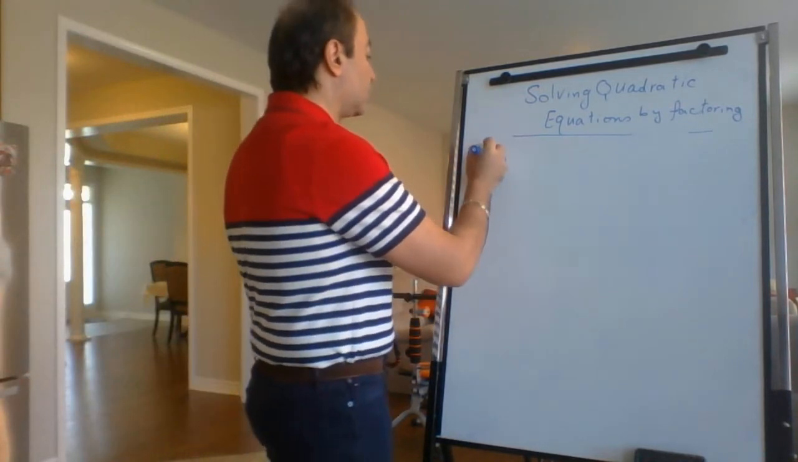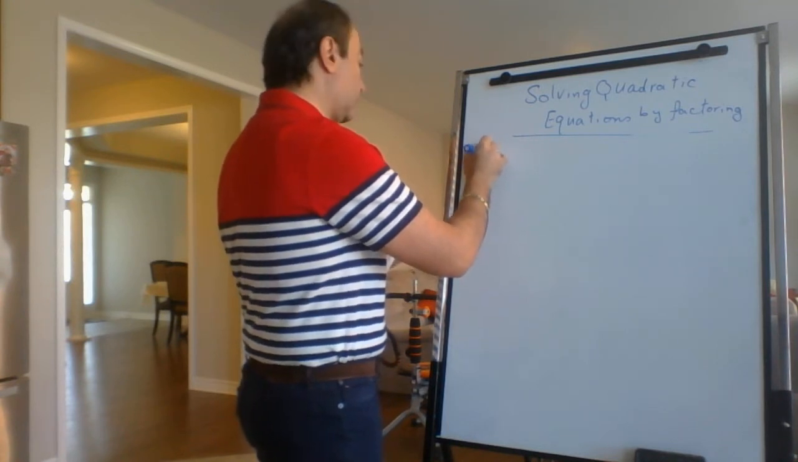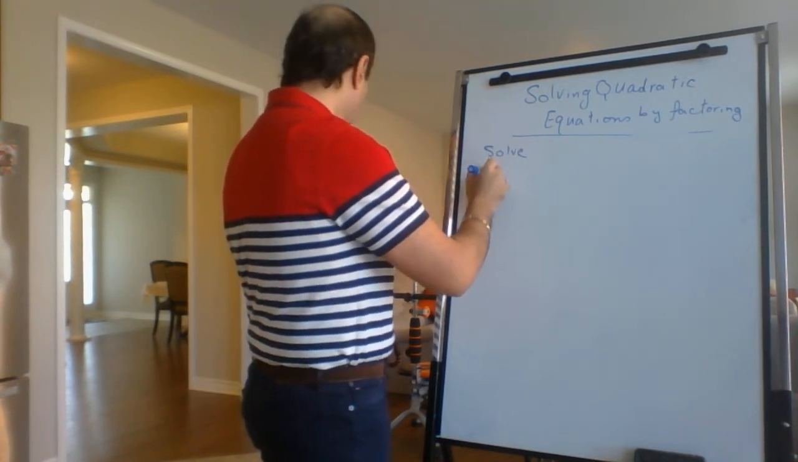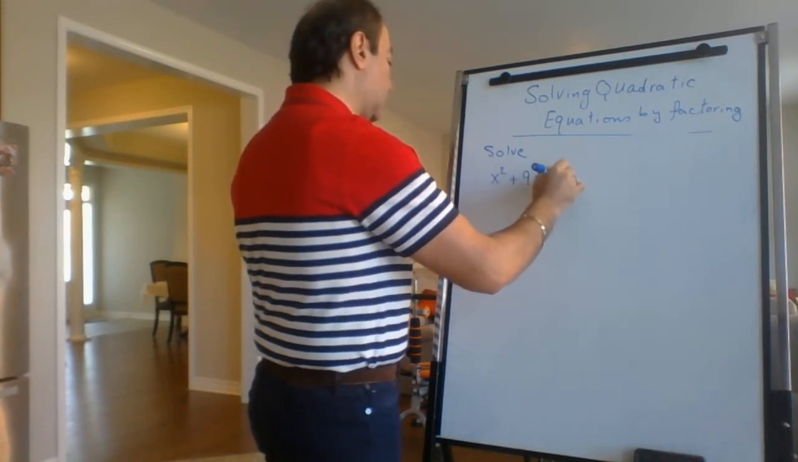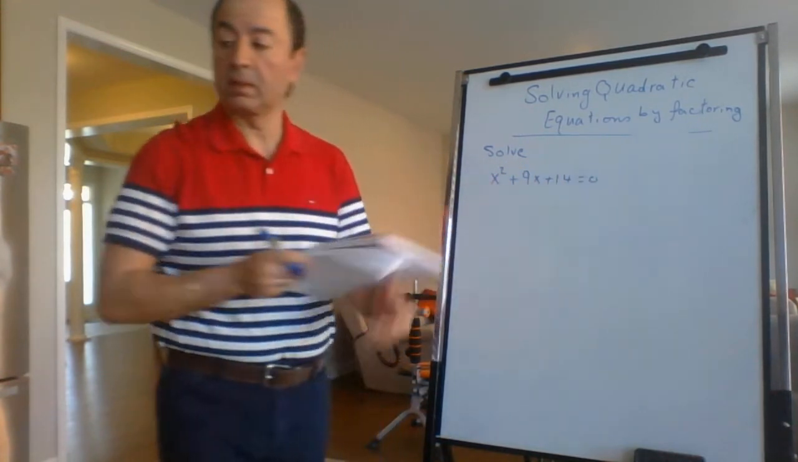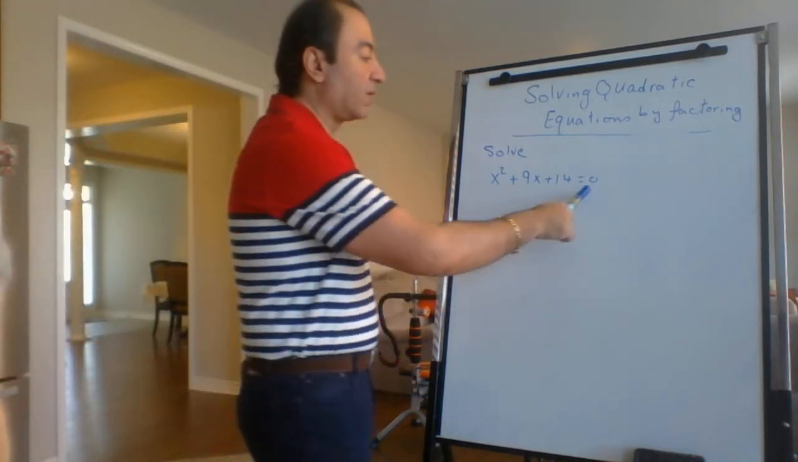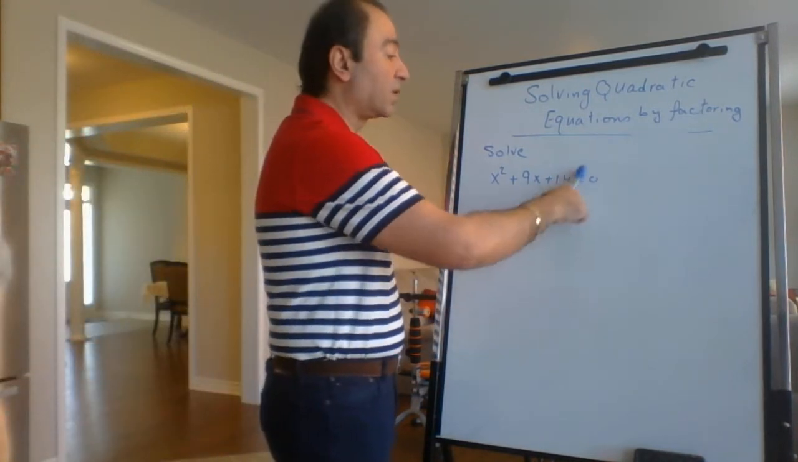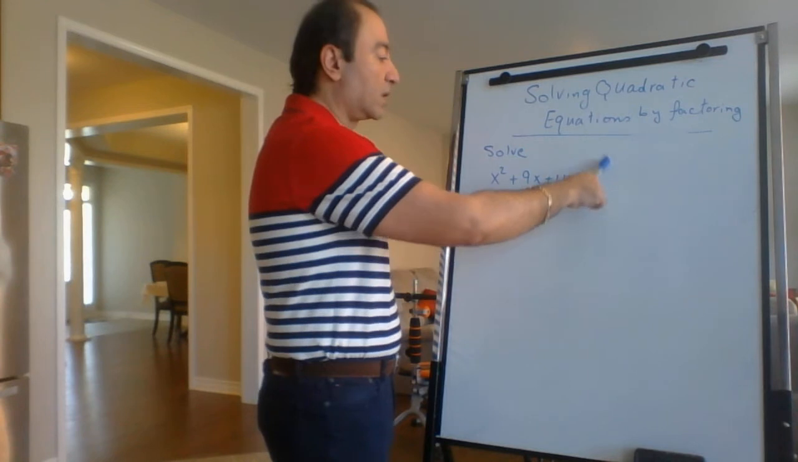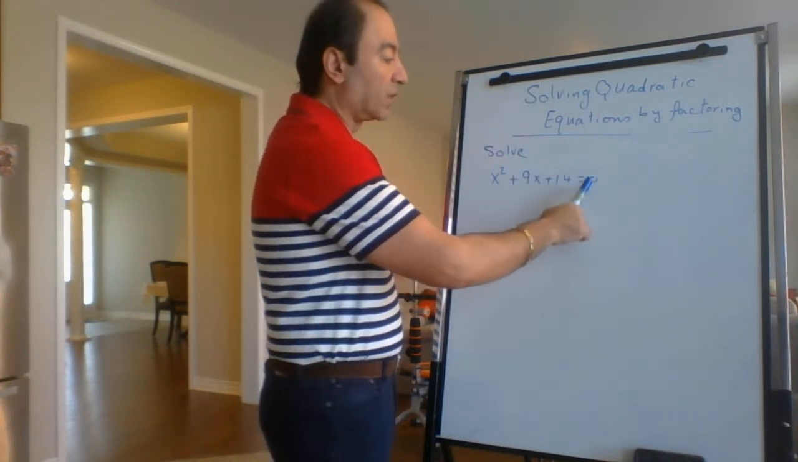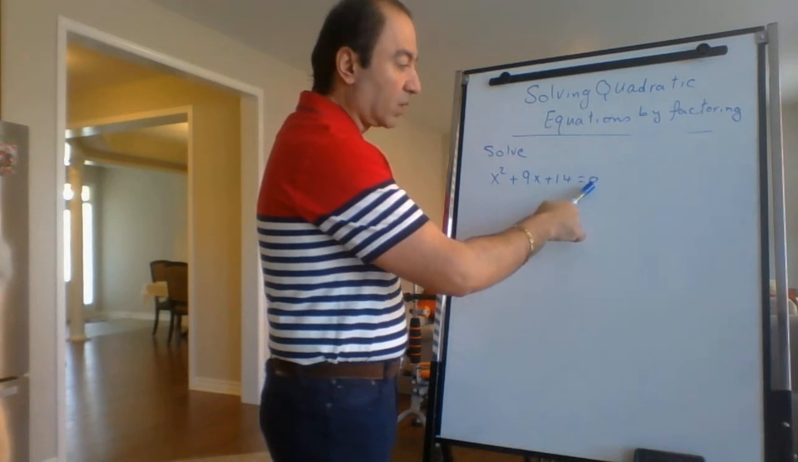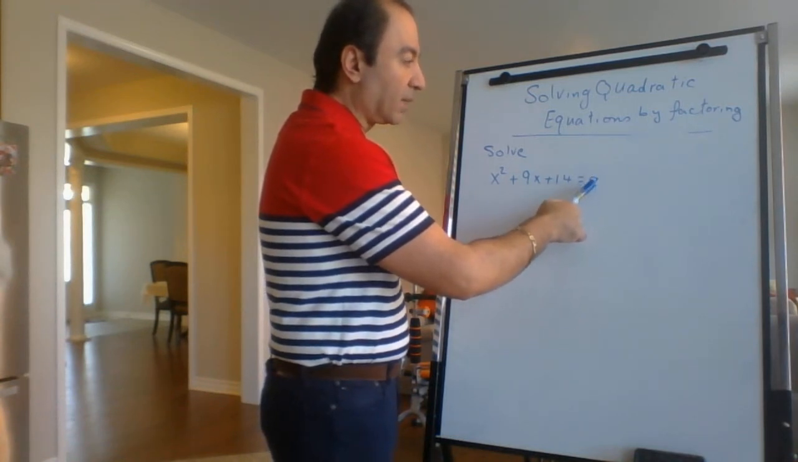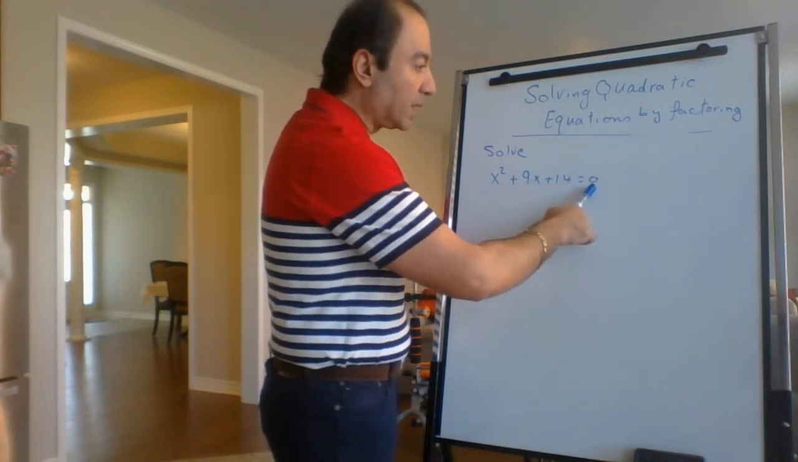If I told you to solve x squared plus 9x plus 14 equals 0. The first thing, I need to make sure that I have a 0 here. If I have any other number, I cannot solve. I have to send the number inside first. So the first thing, I have to make this equal 0. I have to have a 0 here because I am getting x when y is 0.